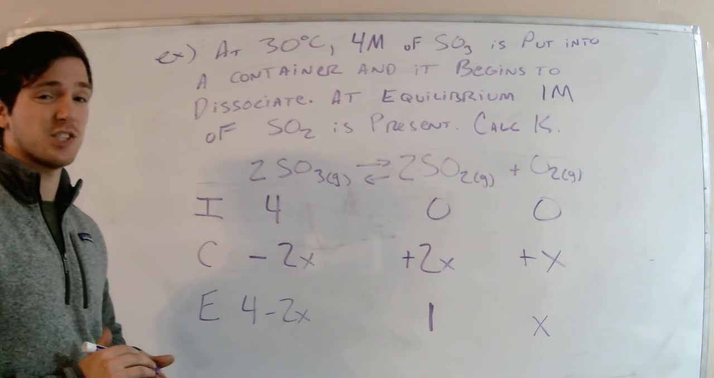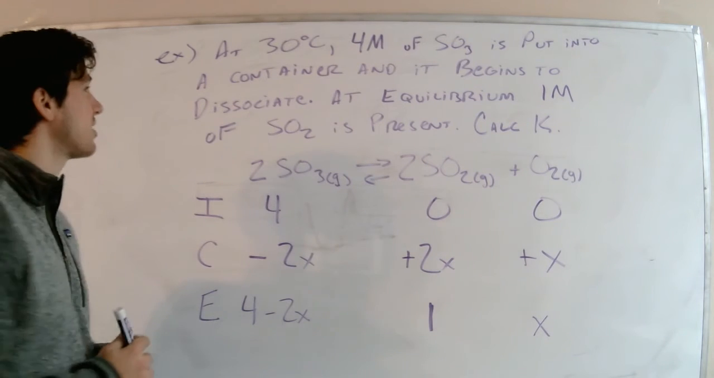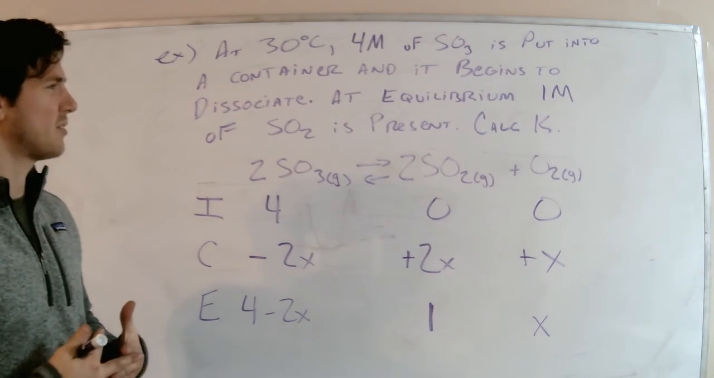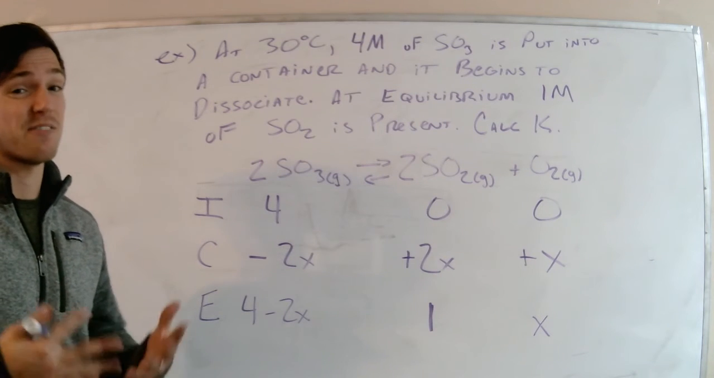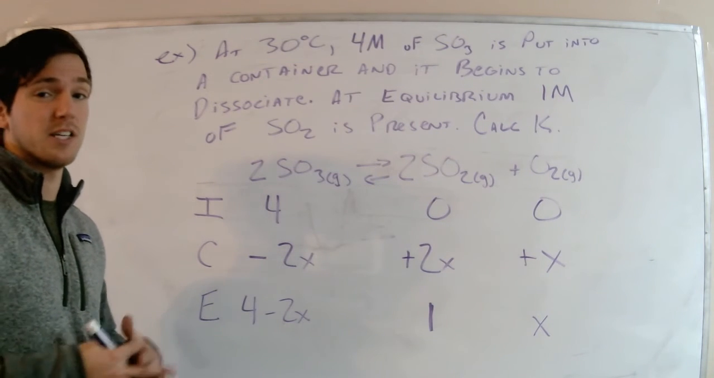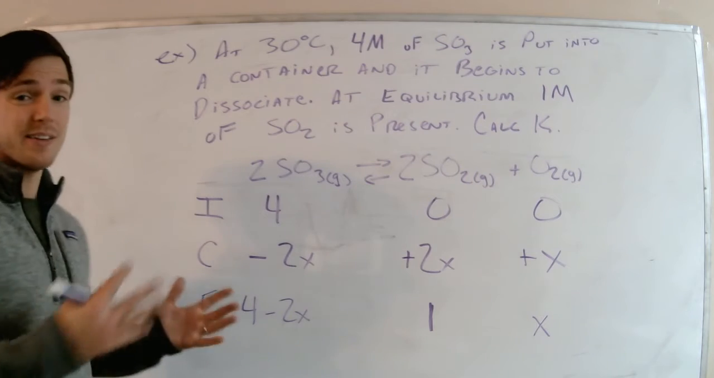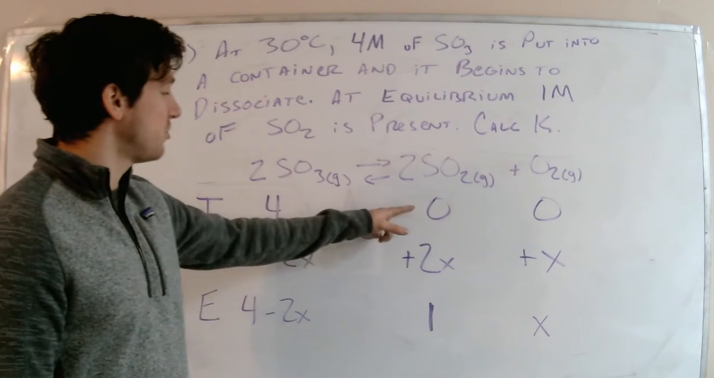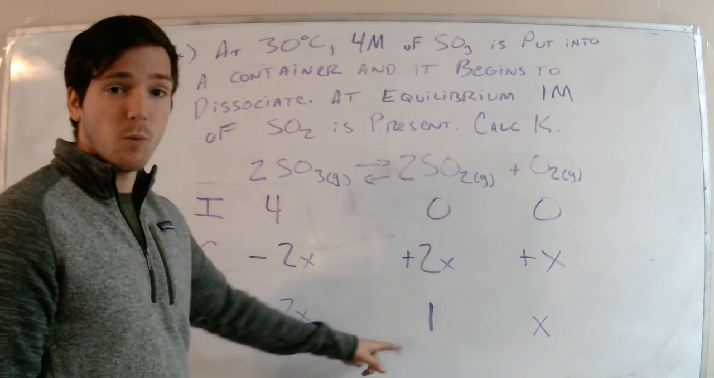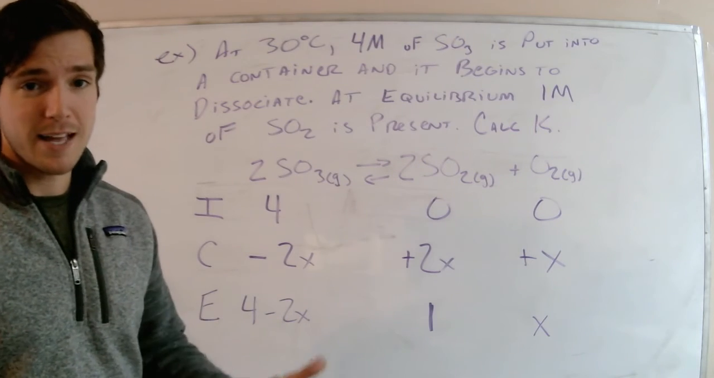Well, you might ask yourself, okay, let's plug this into our K expression. Well, that's not going to help us because we don't have K. We need to have K in order to solve for x by plugging it into an equilibrium expression. But, luckily, we can use 0 plus 2x equaling 1 to solve for x, right?